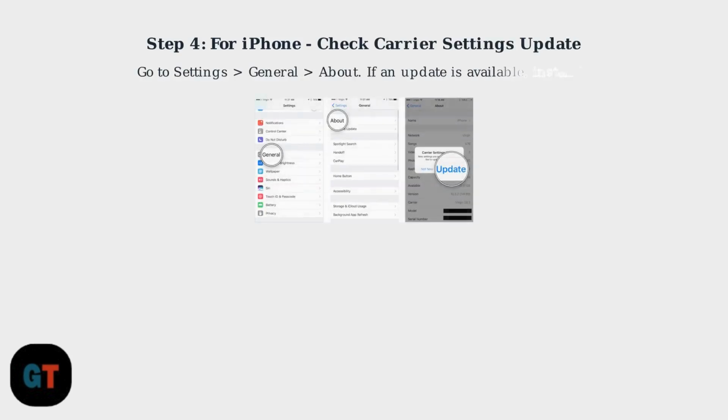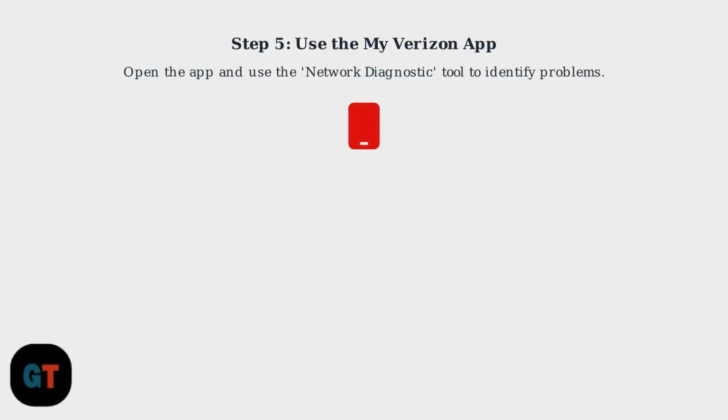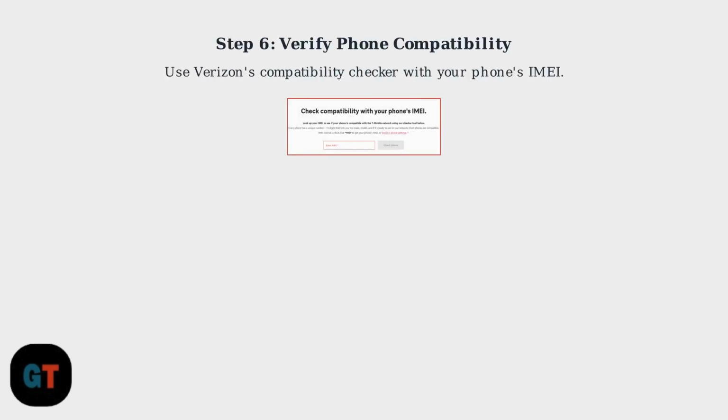iPhones often have a carrier settings update available. Check in Settings, General, About, and install any updates that appear. Also, use the My Verizon app. It has a network diagnostic tool that can identify problems. Finally, double-check that your phone is actually compatible with Verizon's network using their compatibility checker.